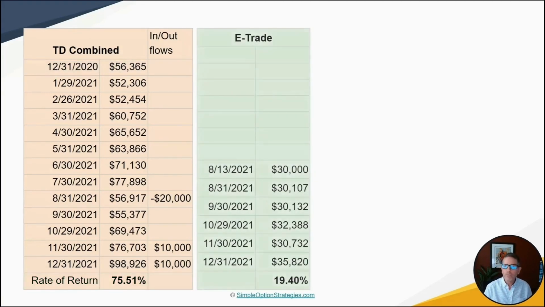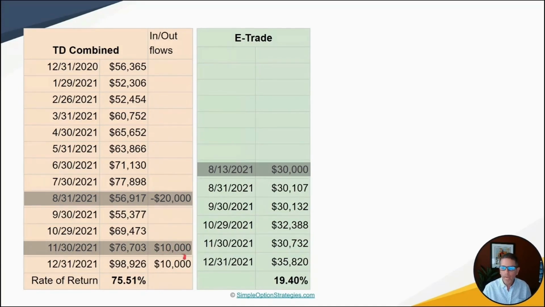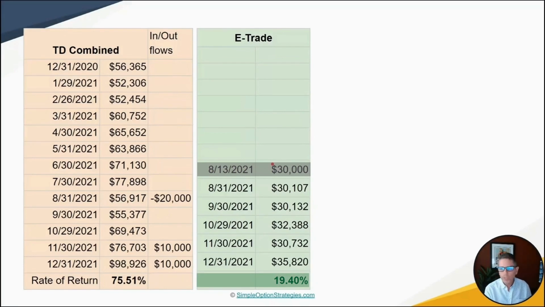My second account is my E-Trade account, which I added. I negotiated a deal with them to get 35-cent commissions on these, and so I opened an account. You can see here that I pulled out 20,000 from this account, and then I added another 10,000 to open that account. And then towards the end of the year, I put back $10,000 on my TD. And so starting in August with $30,000, the return on that was 19%, which was just pretty good.